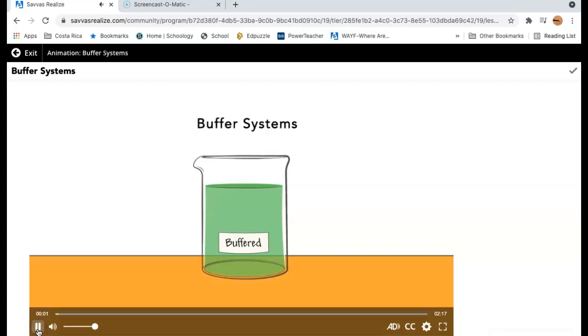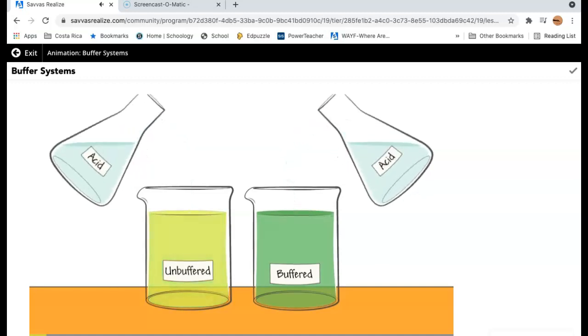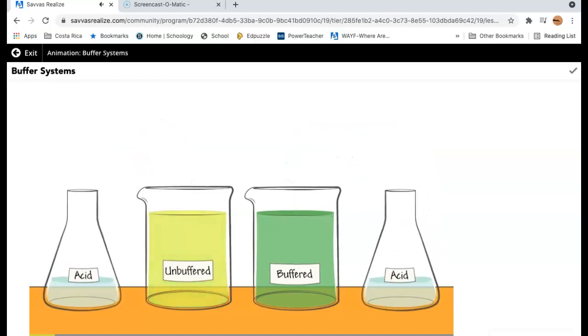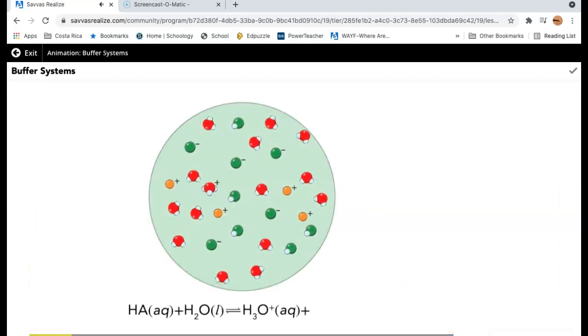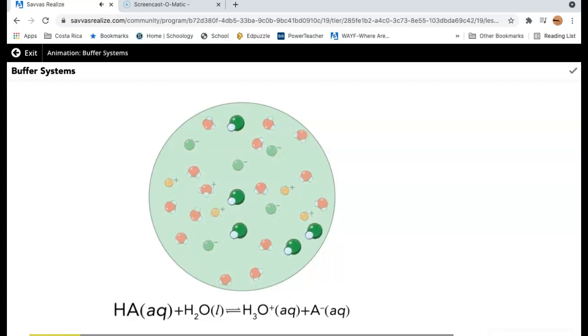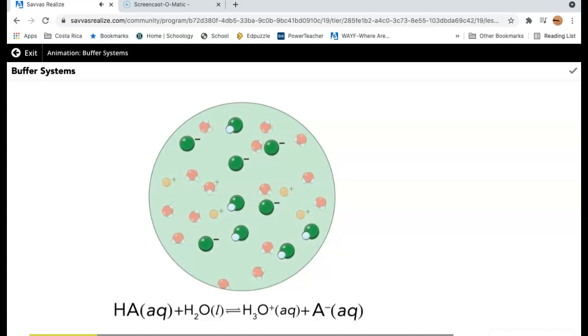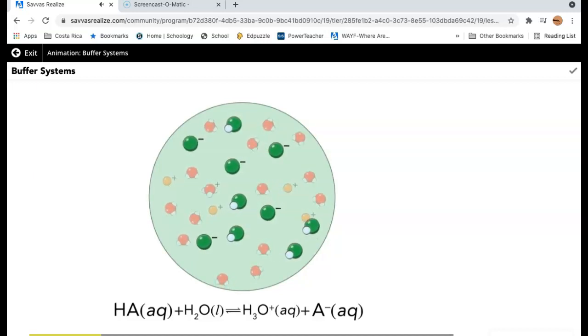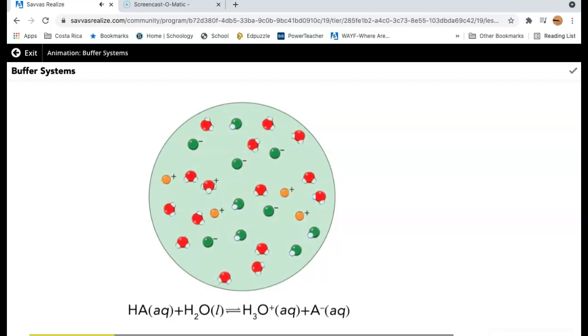Buffer systems. A buffer system is a solution that is resistant to changes in pH when small amounts of acid or base are added. A buffer functions because of the equilibrium that exists between a weak acid or base and its conjugate. By combining a weak acid with a similar amount of its conjugate base, a solution is formed in which the pH depends on the concentration ratio between the acid and the base.